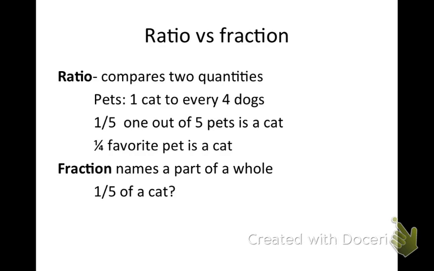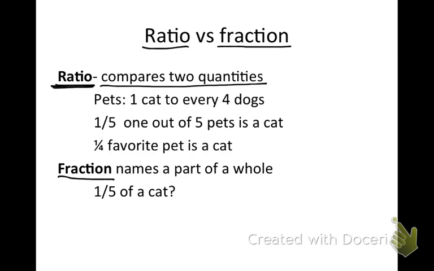So I was wondering, what is the difference between writing a ratio and a fraction? Well, a ratio compares two quantities. So for example, you're going to write this down. Write down ratio versus fraction. A ratio compares two quantities. So for example, for pets, 1 cat to every 4 dogs. 1 over 5, 1 out of 5 pets is a cat. 1 over 4, favorite pet. 1 out of 4 people, their favorite pet is a cat.